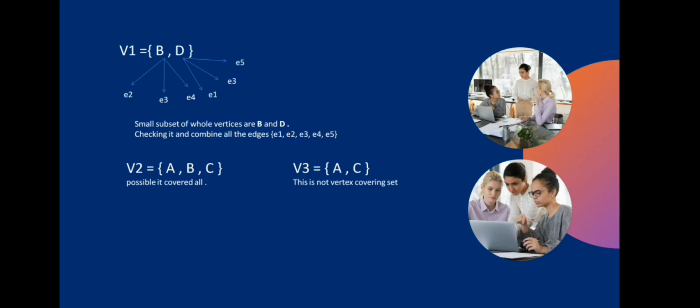Basically you will take a small subset of the whole vertices and check whether it is covering all the edges. If it is covering all the edges, it is indirectly stating that the given set is a vertex covering.